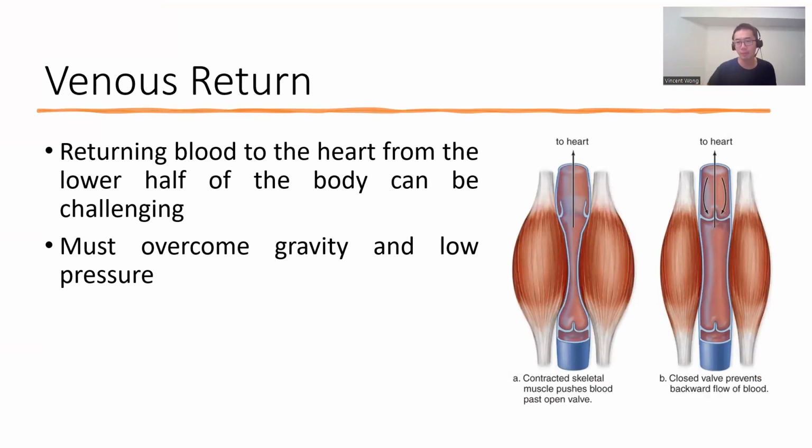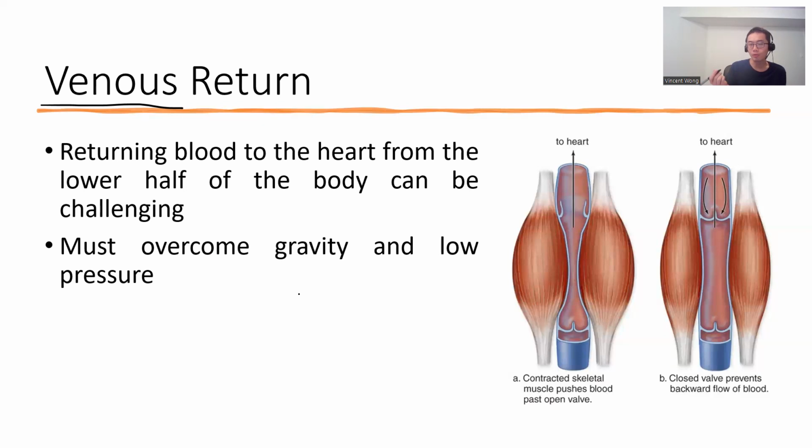We still have quite a bit to go to finish the lecture, like 20 more slides to go. So, buckle in and hang in there. Next concept we're gonna talk about is venous return. Okay, venous return. Venous return is basically sending blood back to the heart. Okay, sending blood back to the heart.